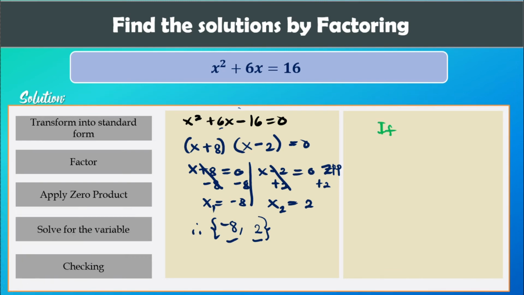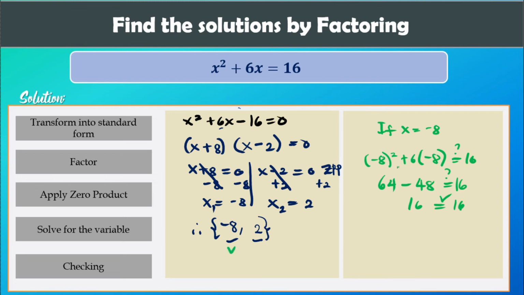If x equals negative 8, substitute natin sa value ng x dito. So, magiging negative 8 squared plus 6 times negative 8. Is it equal to 16? Negative 8 squared is positive 64. Plus 6 times negative is negative 48. Negative na class because unlike sign sila equals 16. Okay? Subtract muna natin. 64 minus 48. So 16 equals 16. Ibig sabihin, tama yung x equals negative 8.